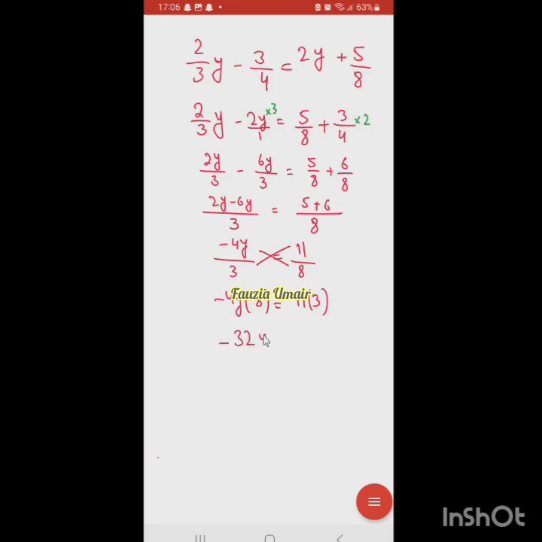Minus 32y is equal to 33. Now divide both sides by minus 32. The y is minus 33 by 32. You can also write this as a mixed number, minus 1 whole 1 by 32. Yes, ma'am. Okay, very good, good.